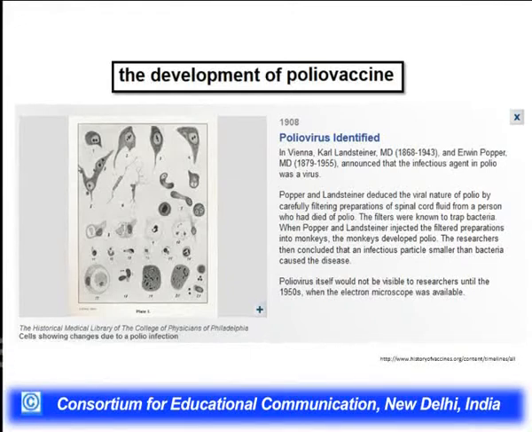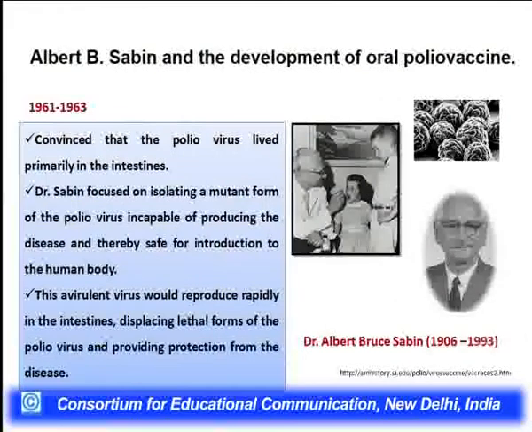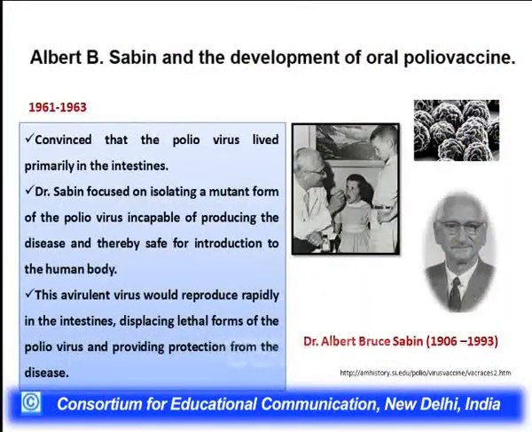A diagrammatic representation of these viruses is drawn in this picture. Filters are known to trap bacteria, but when Popper and Landsteiner injected these filtered preparations into monkeys, the monkeys also developed polio. Subsequently, between 1961 and 1963, Albert Sabin developed the first oral polio vaccine. He was convinced that polio viruses lived primarily in the intestines. Dr. Sabin focused on isolating a mutant form of the polio virus incapable of producing the disease, and thereafter safe for introduction into humans. This avirulent virus would reproduce rapidly in the intestine and provide the person protection by eliciting an immune response.